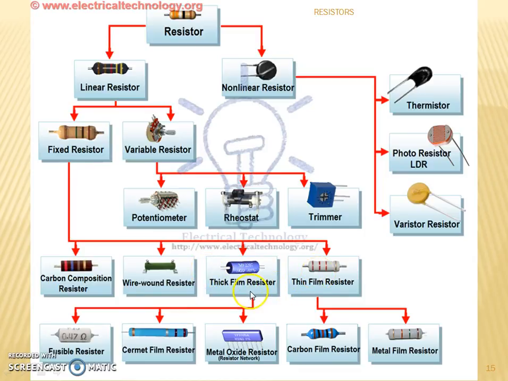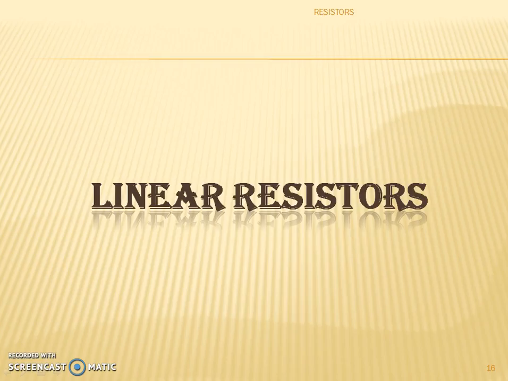Now again it is classified, that is, thick film resistors are again classified as fusible resistor, cement film resistor, and metal oxide resistor. And the thin film resistor is divided into carbon film resistor and metal film resistor. Now the second classification, that is the non-linear resistor, can be a thermistor, a photoresistor, that is LDR, or a varistor resistor.